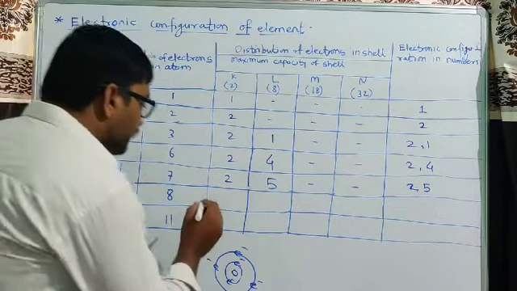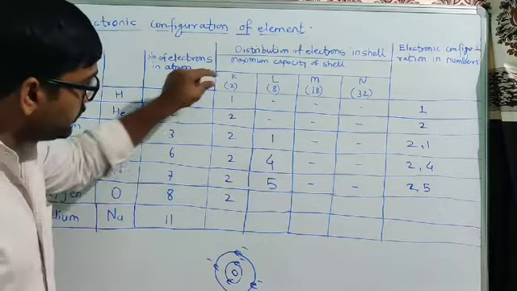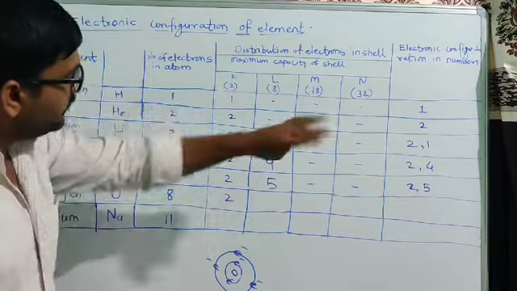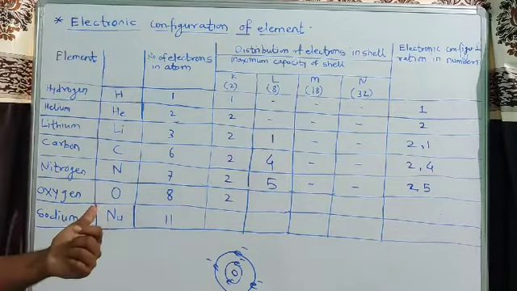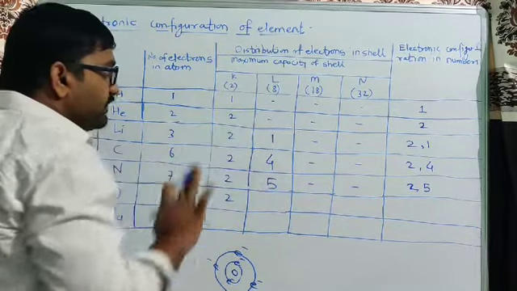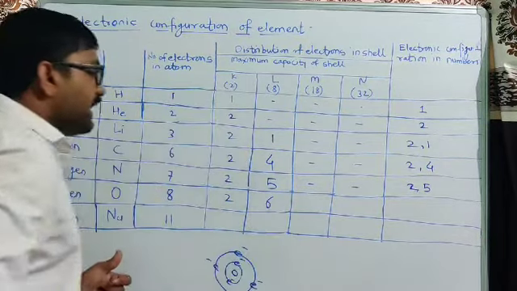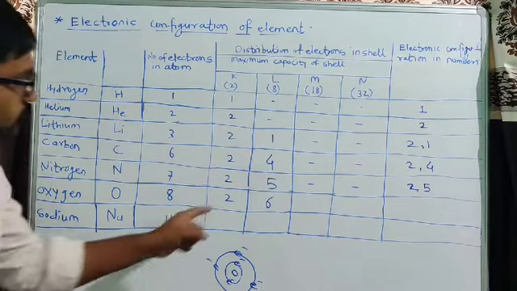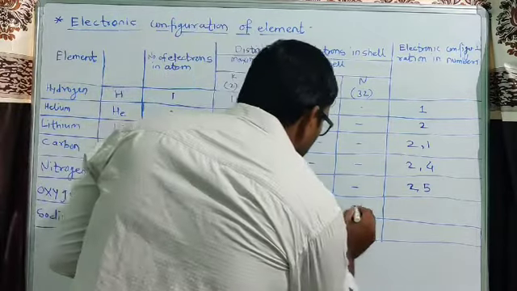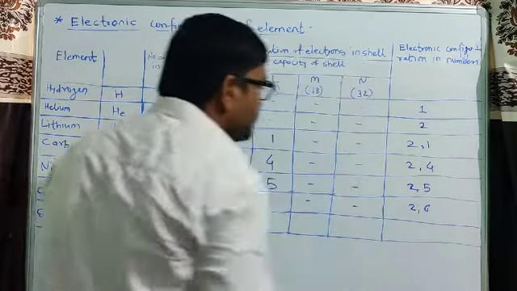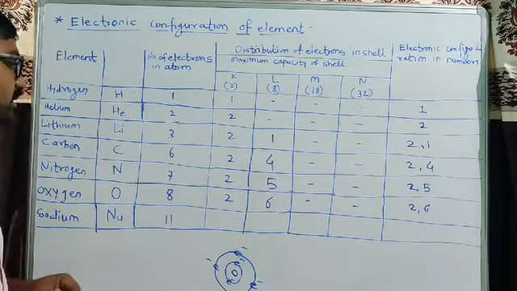So the first 2 electrons will be added in the K shell. Once the K shell is fulfilled, the next electrons are transferred to the next shell. How many electrons are remaining now? 6 electrons. The maximum capacity of the L shell is 8 electrons, so the remaining 6 electrons will be added here. So 2, 6: how many total electrons? 8. So 2, 6 is the electronic configuration in numbers of oxygen.